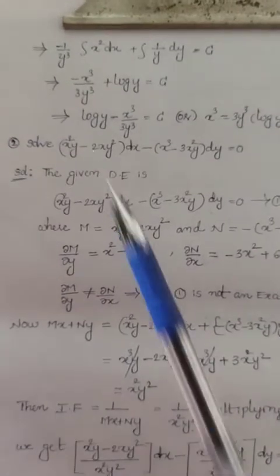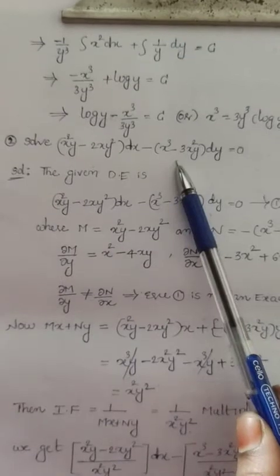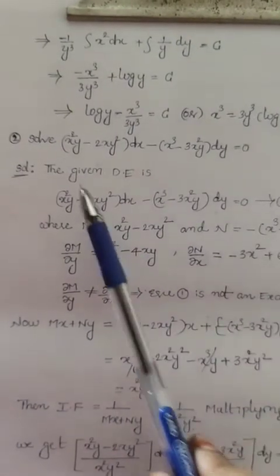Next problem: (x square y minus 2xy square) dx minus (x cube minus 3x square y) dy equal to 0.